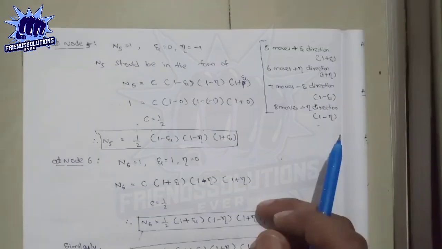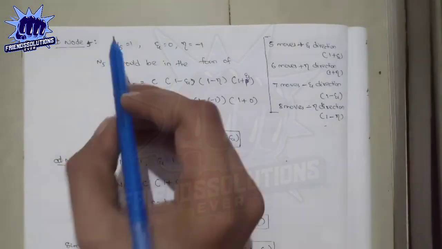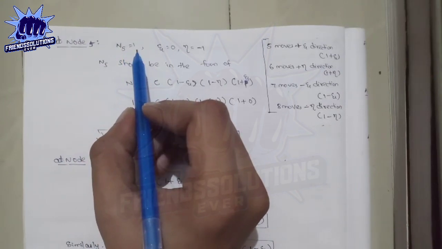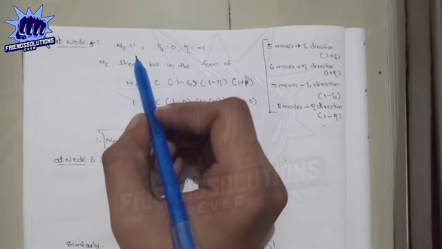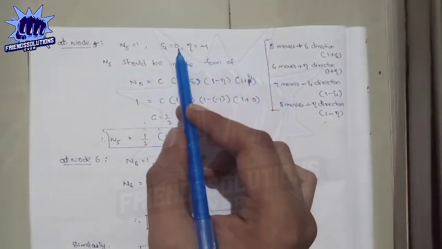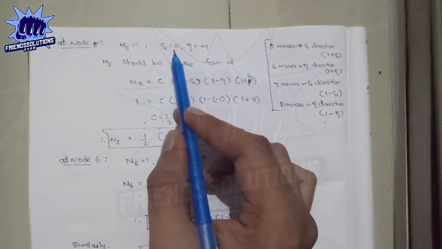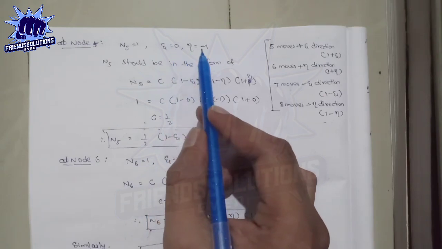Now comes the derivation. At node 5, N5 is equal to 1. The shape function at node 5 is equal to 1, and the remaining shape functions are 0, and the coordinates at node 5 are 0 comma minus 1. So xi equals 0 and eta equals minus 1.